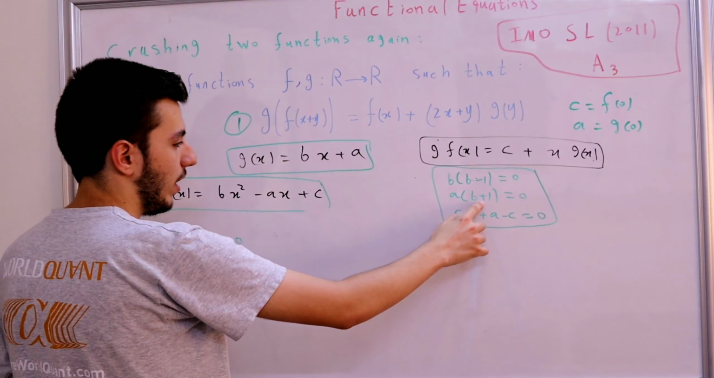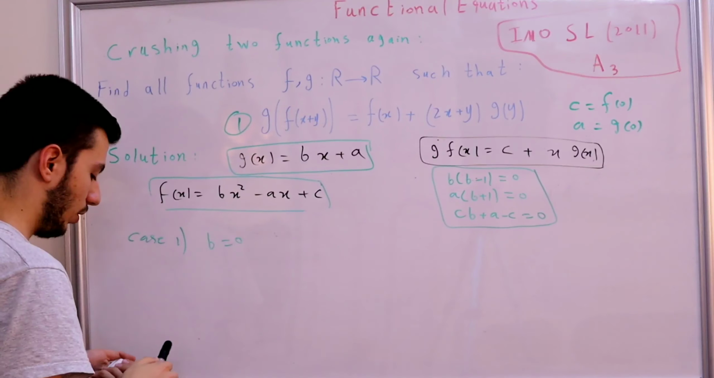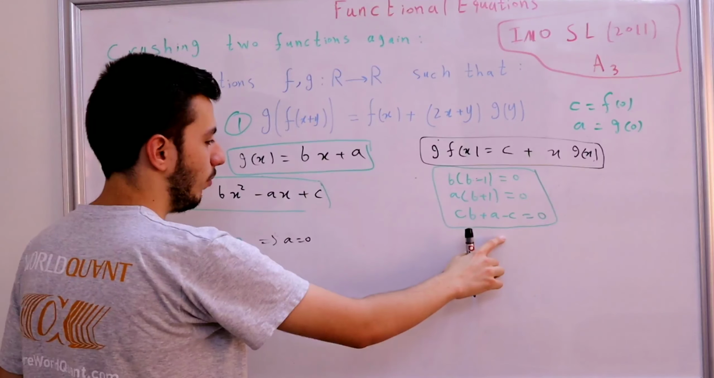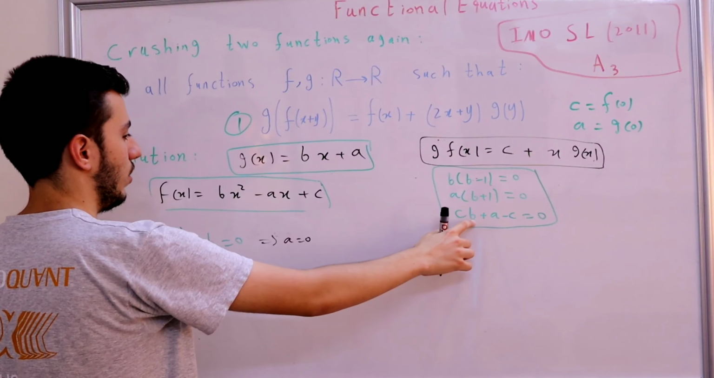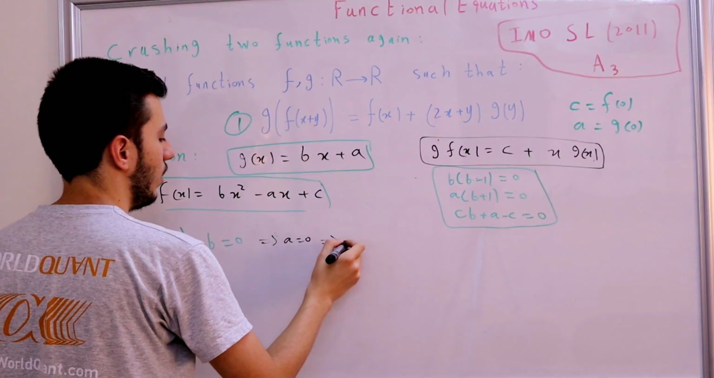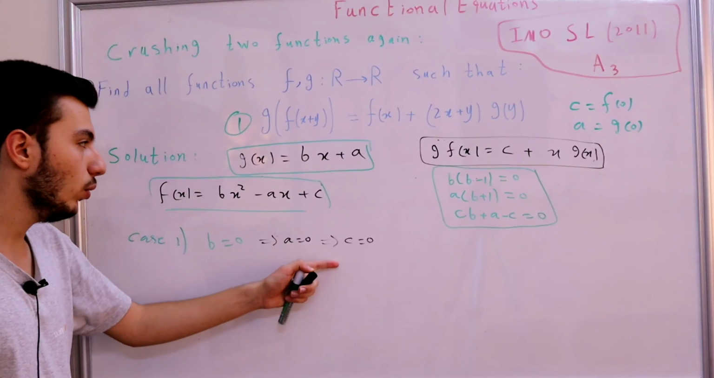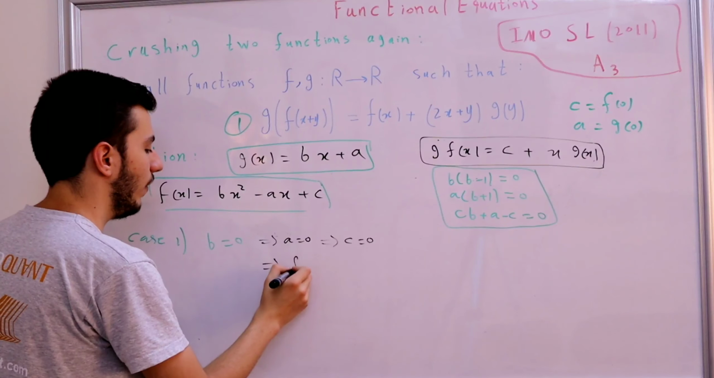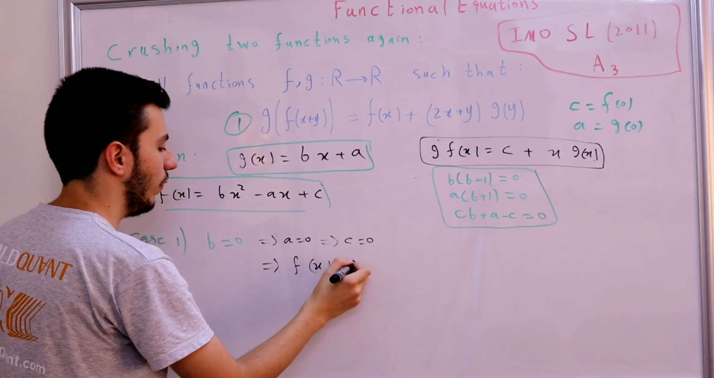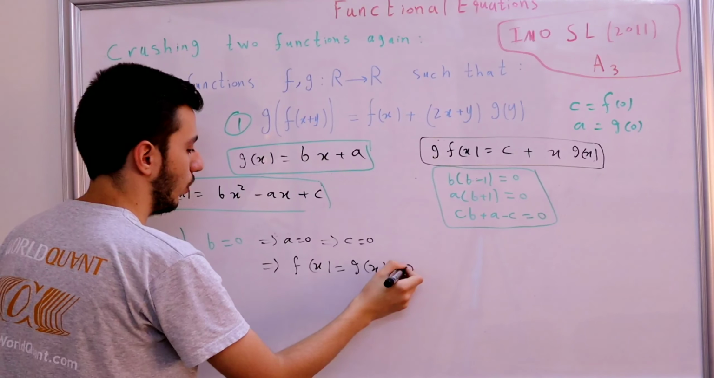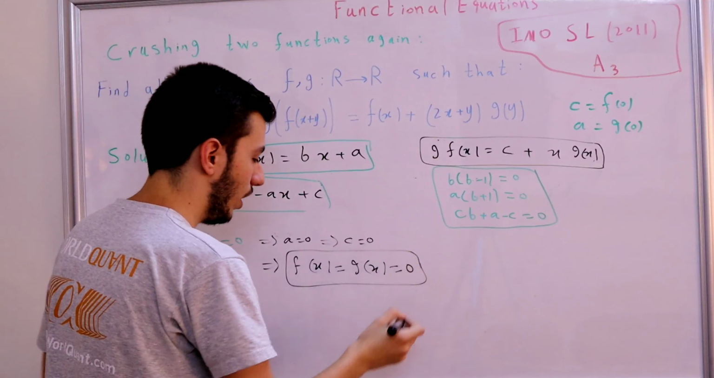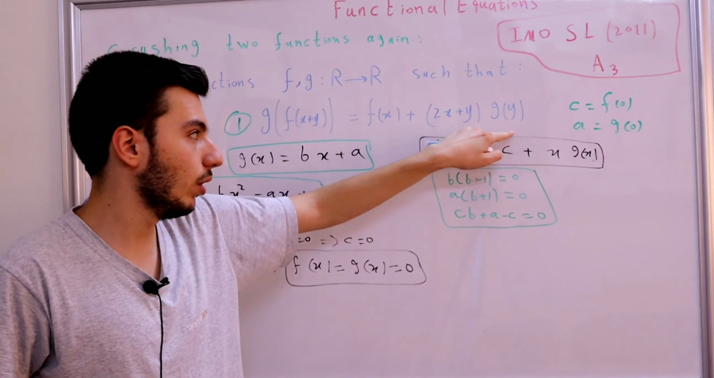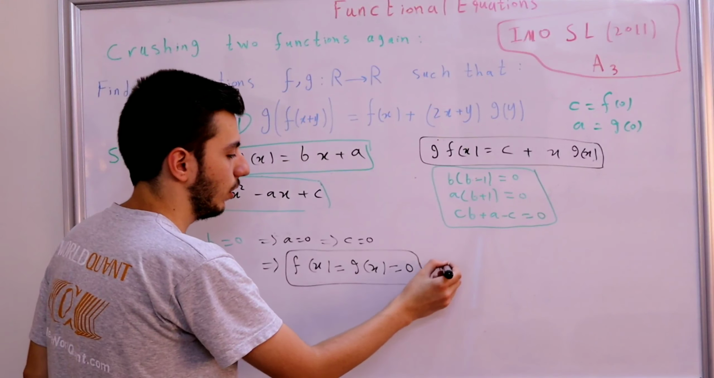So that means that a is equal to 0 as well. And that means that this is 0 and this is 0. So that means also c is equal to 0. Okay, so what now? The value of g is 0 and the value of f is 0. So that means that f of x is equal to g of x and it's equal to 0. So we need to check, does this solution work? So actually yes, because 0 is equal to 0 plus 0. So it works. So this is the first solution.